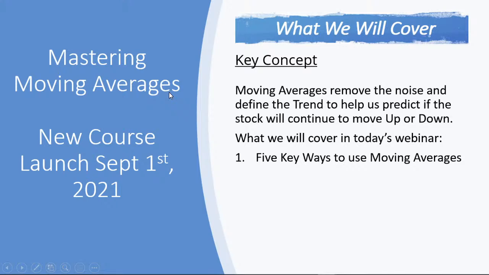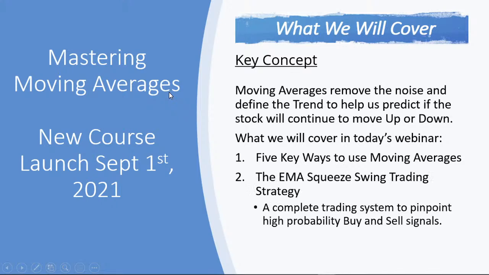What we're going to cover in today's webinar are 5 key ways to use moving averages, and then we're going to talk about the EMA Squeeze swing trading strategy. This is a fantastic trading technique using multiple moving averages, and it's a complete trading system. What we mean by that is it helps us identify when we should be buying, what stocks we should be buying, and when we should exit those positions. So it's a complete trading system. There's no worrying about when should I get in, where's my confirmation level, if I do enter the trade, where do I get out? There's none of that.